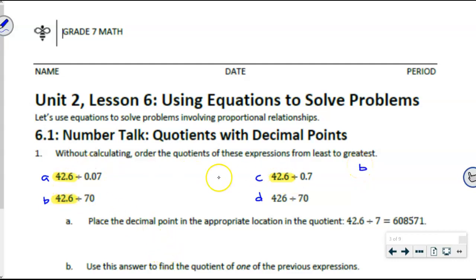Let's just keep going among A and C, and then we can squeeze in D where it goes. So just among these ones, A, B, and C, which one's the next smallest? Going along with that same line of thinking. Go ahead, Cambria.